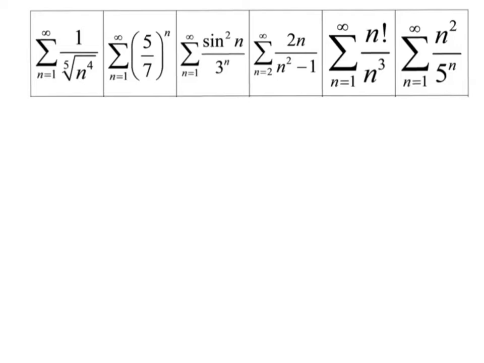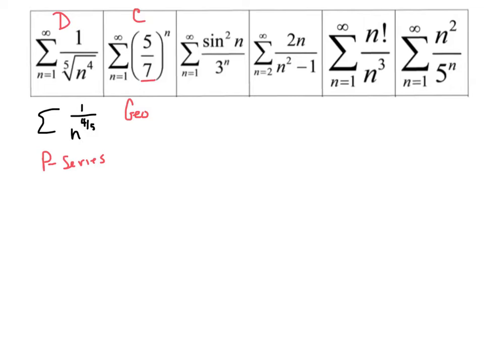So this first one, I think I would look at, and I would say that I could rewrite this series as 1 over n to the 4/5, in which case the power is not greater than 1, so this is a p series because it's 1 over n to a power, and it would diverge. Okay. This next one, 5/7 to the n, I would look at and say, well, that is a geometric series. The ratio is less than 1, so this converges.